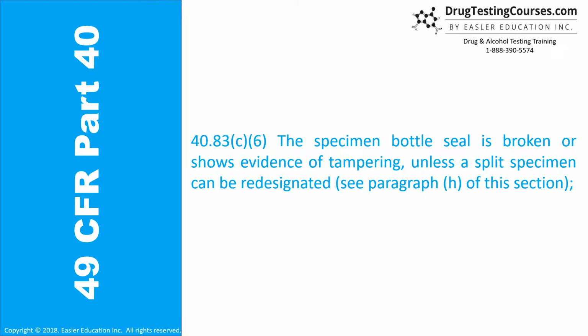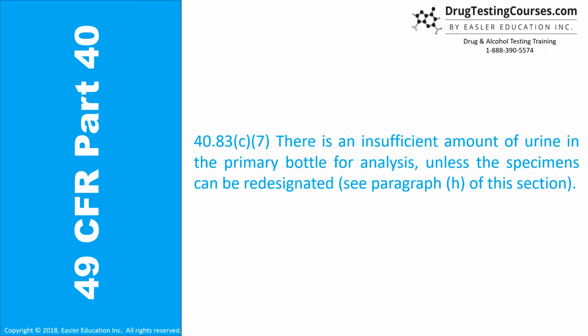40.83(c)(6). The specimen bottle seal is broken or shows evidence of tampering, unless a split specimen can be redesignated. See paragraph H of this section. 40.83(c)(7). There is an insufficient amount of urine in the primary bottle for analysis, unless the specimens can be redesignated. See paragraph H of this section.